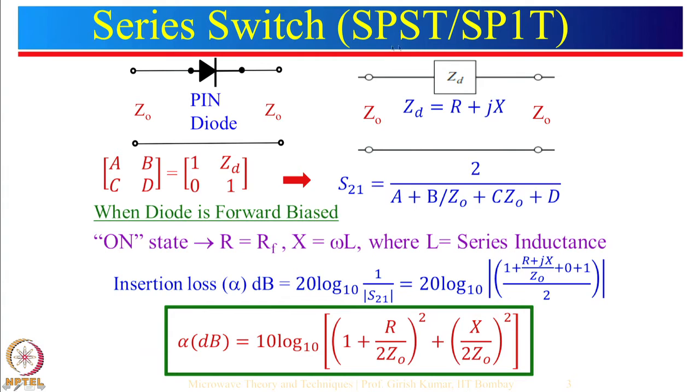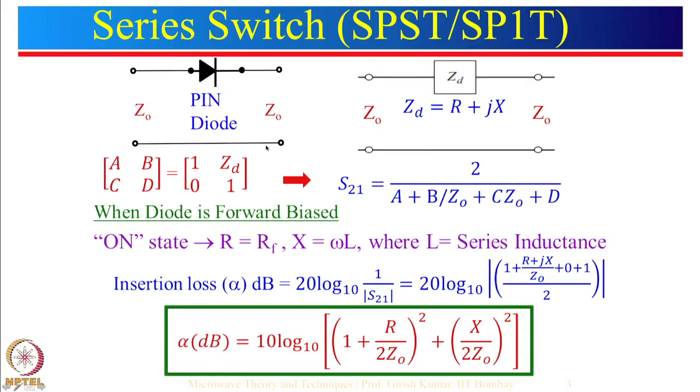So now let us see the application of the pin diode as a switch. The first application we are going to look at is SPST, single pole single throw. It is also called SP1T, single pole, you can say, one throw. Okay. So where do we need a switch?